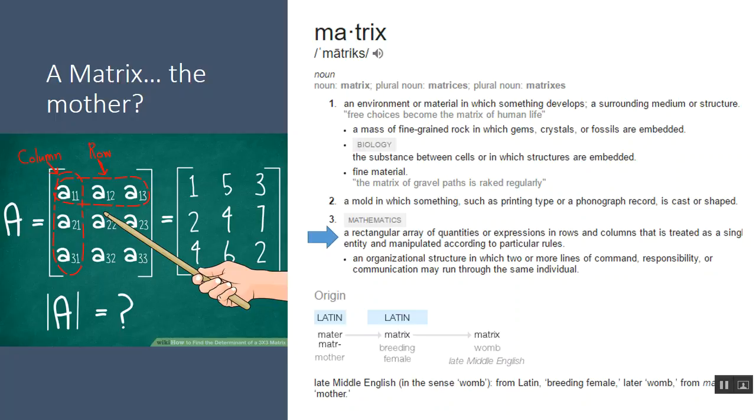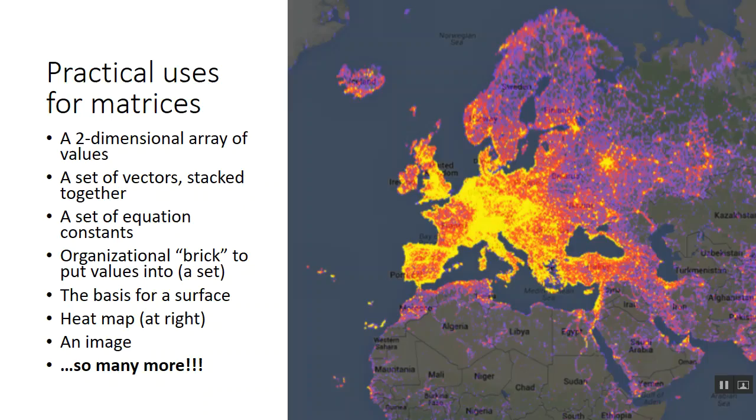So that's what a matrix is: a rectangular array of quantities in columns and rows, like you see there on the left. So how can we use matrices? Why do we care? One way of thinking about a matrix is a 2-dimensional array of values. You can think about Microsoft Excel. How many different ways can you think of putting together numbers in that kind of organization? There's a lot of reasons you might want to do that.